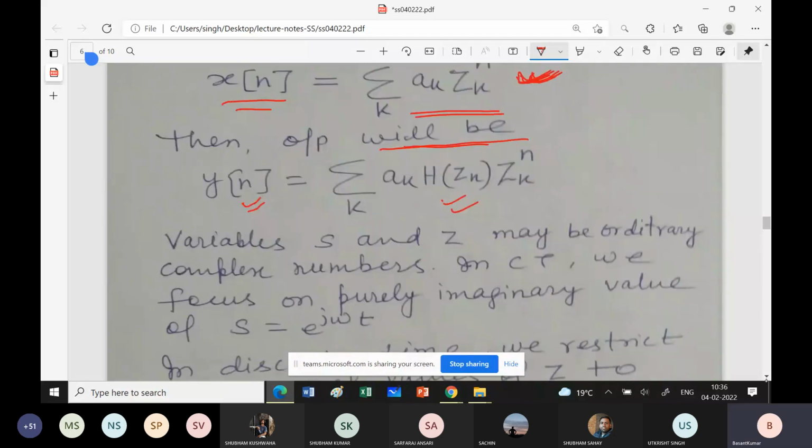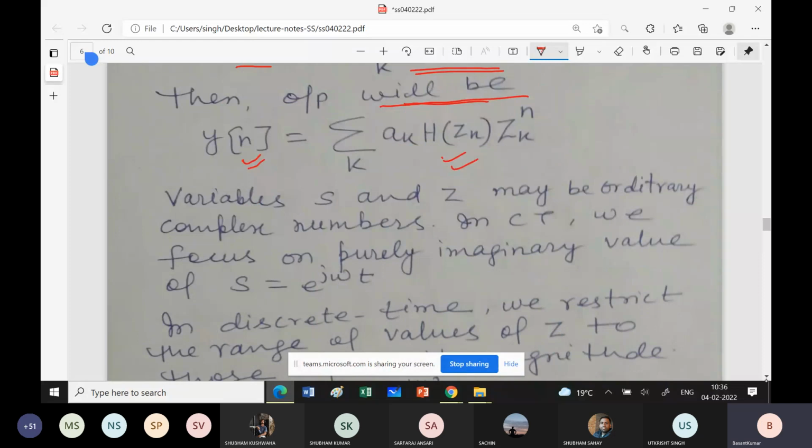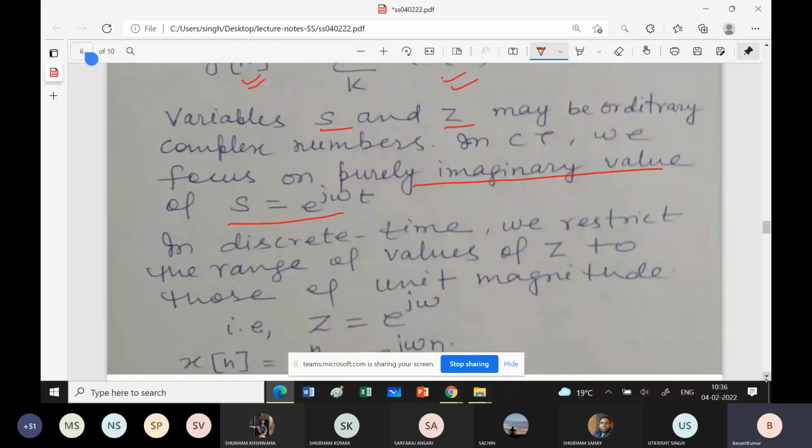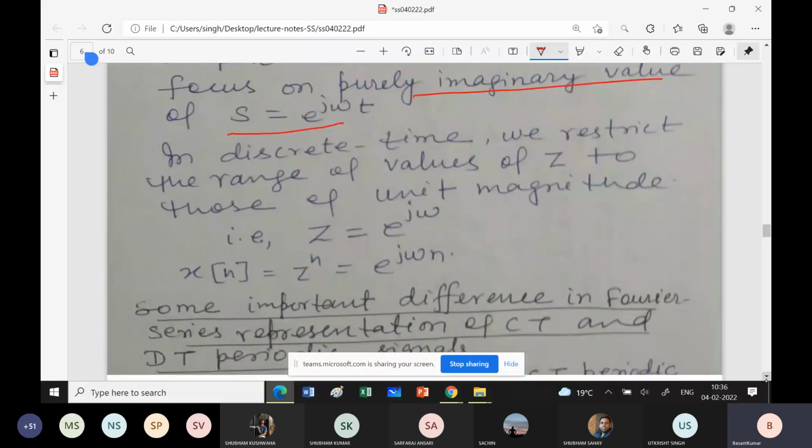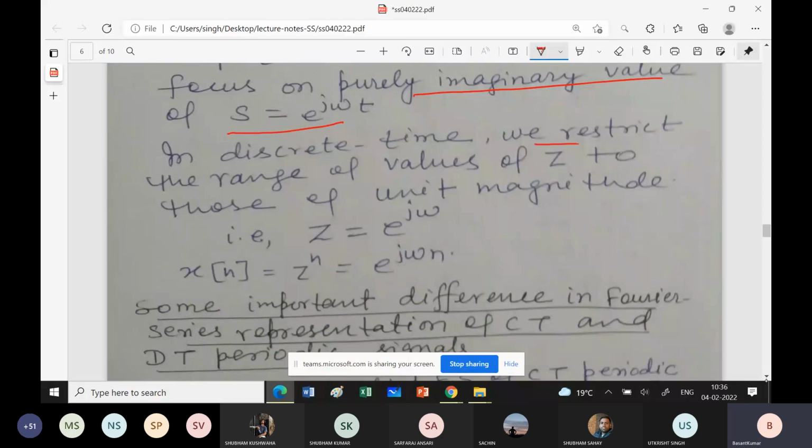So what we observe from here is variables s and z may be arbitrary complex numbers. In continuous time we focus on purely imaginary values, और हमने s क्या लिया था, s की जगह e to the power j omega t डाला था, so that is a purely imaginary value. Or in discrete time we restrict the range of values of z to those of unit magnitude.